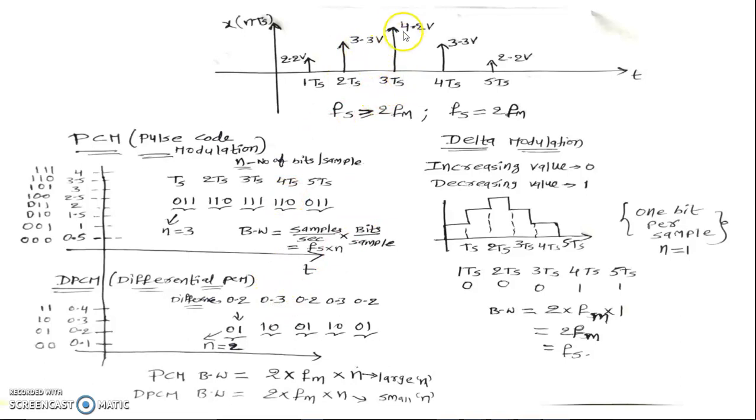So like that, we compare the actual sample at the 3 TS time period with the predicted value of the 3 TS time period. We get differences like this, 0.2, 0.3, let us consider here. Now observe all these differences: these are very small values, that is, 0.2, 0.3 only.